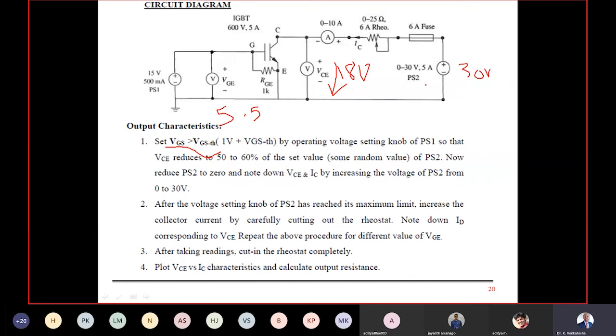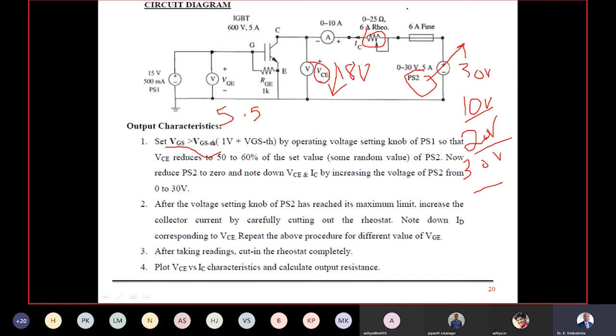Now I'm going to conduct the experiment. Set your PS2 to 0, come from the beginning. PS2 10 volt, take one reading. 20 volt, take one reading. 30 volt, take one reading. Always ensure that PS2 is different from the VCE. They are not the same because of the resistance here. So when you set PS2 to 10 volt, VCE will be some value. PS2 20 volt, VCE will slightly vary. PS2 30 volt, again VCE will be different. Note down your VCE and IC and tabulate it.